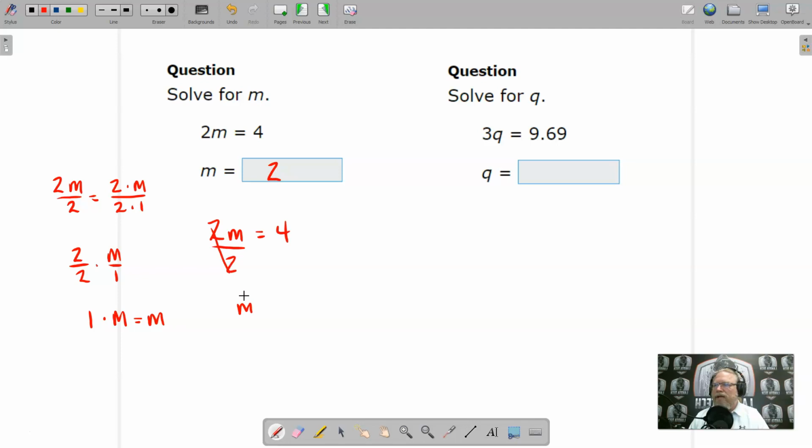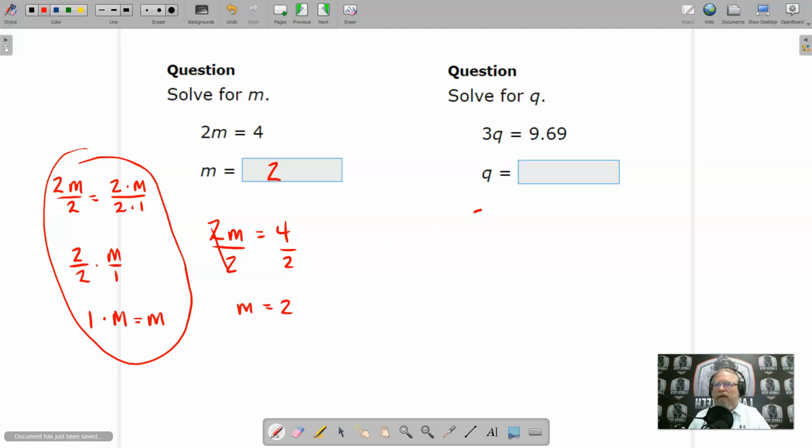Whenever we say that the 2's cancel each other, we just get m. All this right here is what's going on whenever we do that right there. And then what we do to one side, do to the other. 4 divided by 2 is 2. So if you're wondering why the 2's cancel each other, this is the reasoning why over here.